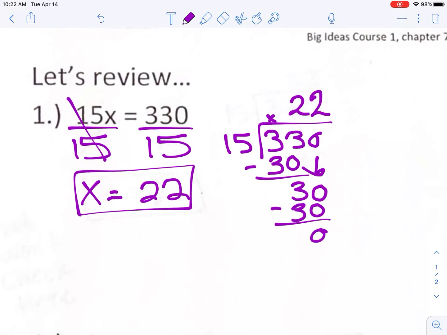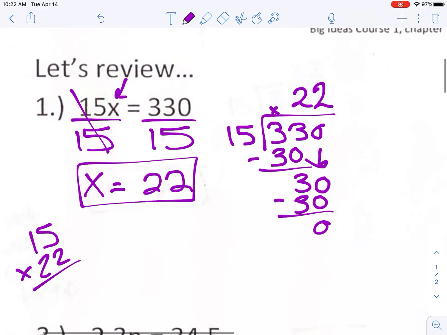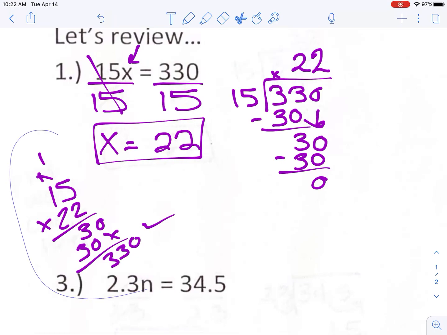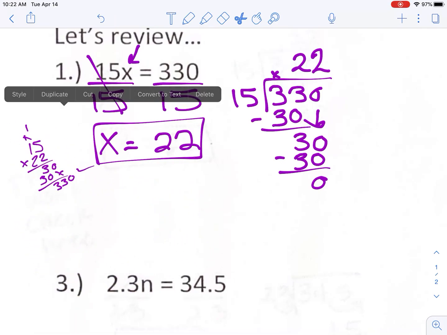22. Okay. If we wanted to double check that, we could put 22 back in for the x to make sure it makes sense. 15 times 22. 2 times 5 is 10. 2 plus 1 is 3. 2 times 5 is 10. 2 times 1 is 2, plus 1 is 3. So if we check it, it does equal 330, so we know we've done it correct.